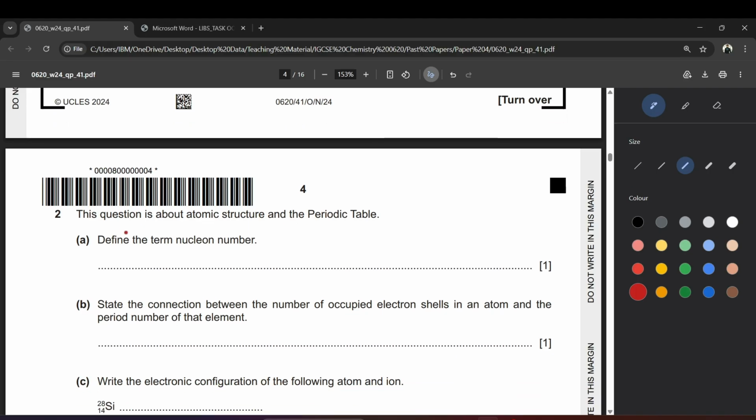Question number 2. This question is about atomic structure and the periodic table. Define the term nucleon number. Now, a nucleon number is defined as the sum of protons and neutrons in the nucleus of an atom, okay, is nucleon number.